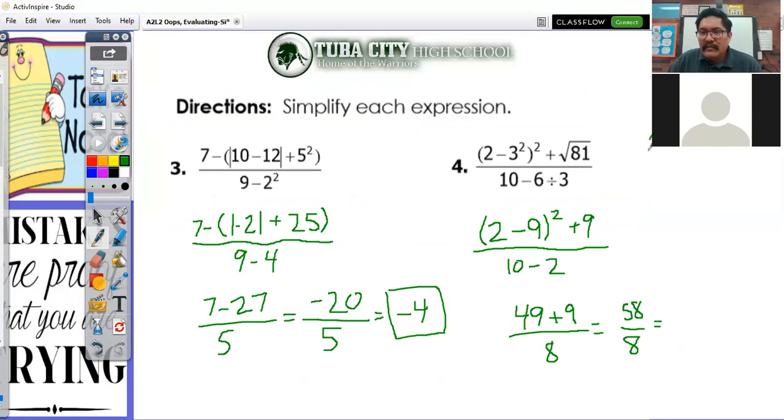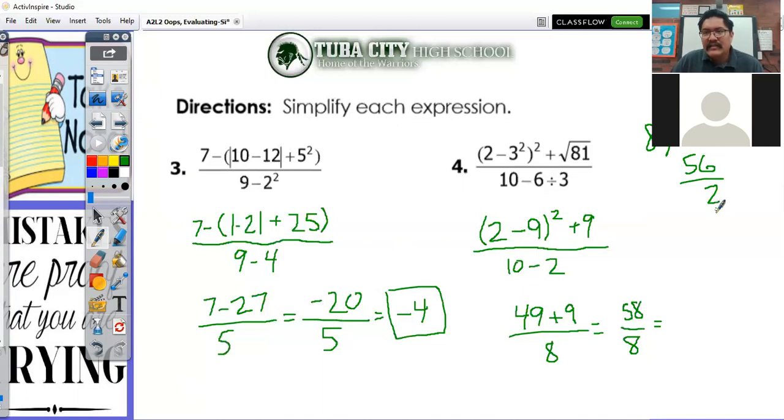Now with this one here, I'm going to start with division, because remember, that's what a fraction bar means. A fraction bar is a division symbol. So 58 divided by 8. Okay, so let's see. 8 times 7 is 56. And I'm going to go ahead and subtract that, so I get 2.